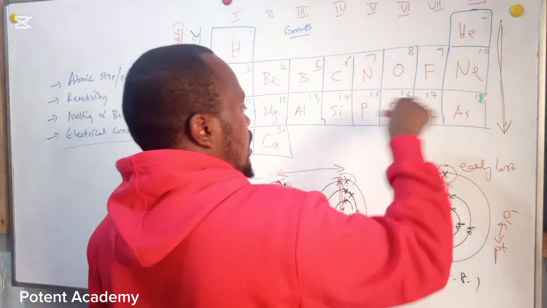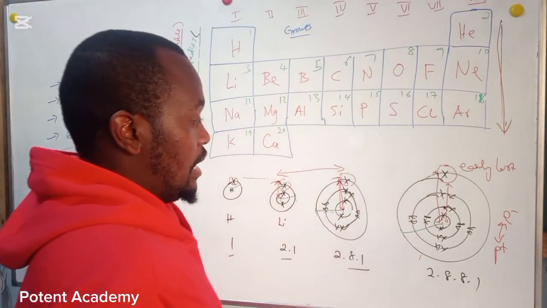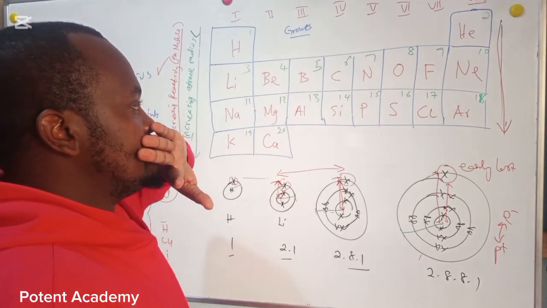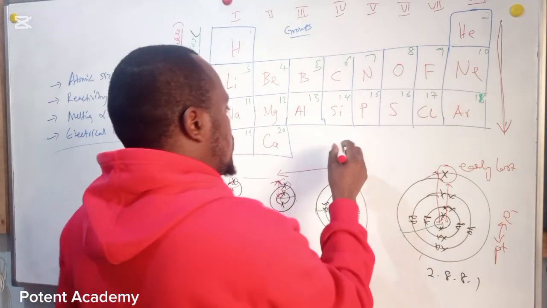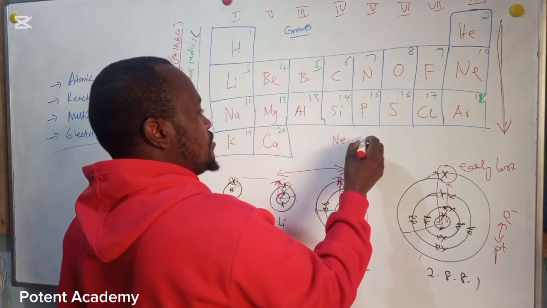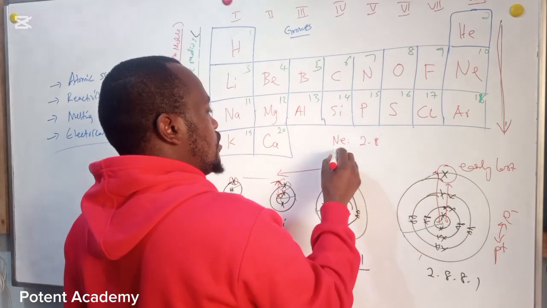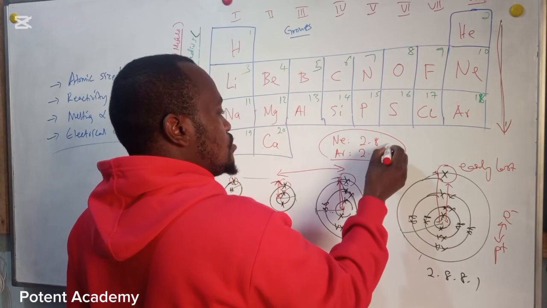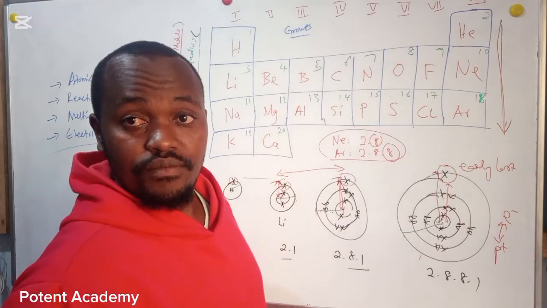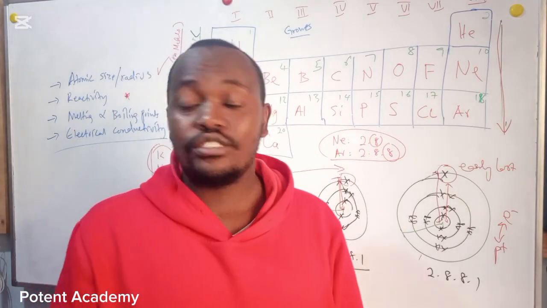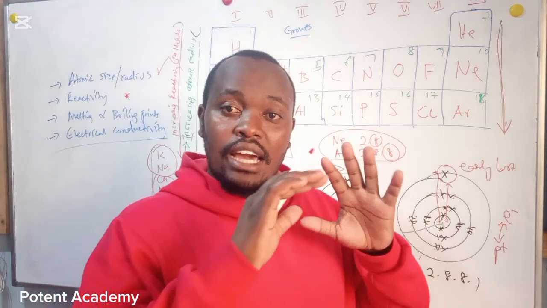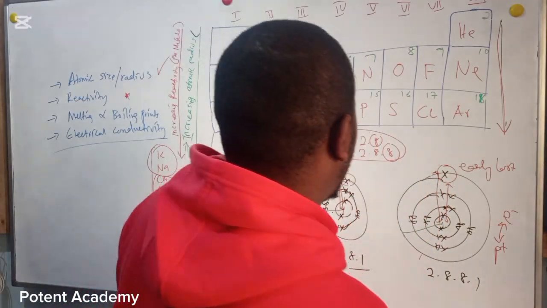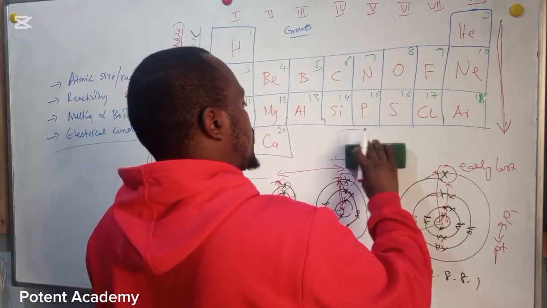Particularly this one, they have a stable element where the electronic arrangement for neon is 2, 8. For argon, the electronic arrangement is 2, 8, 8. So this one, the outermost energy level is full. Therefore it does not easily lose or gain, so it does not react. They are non-reactive.